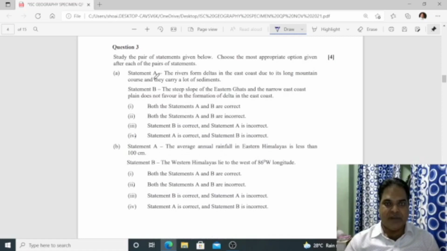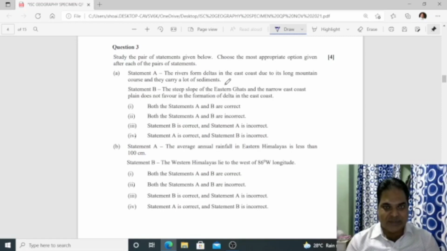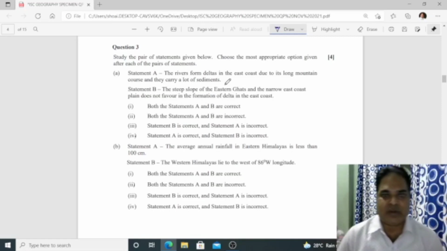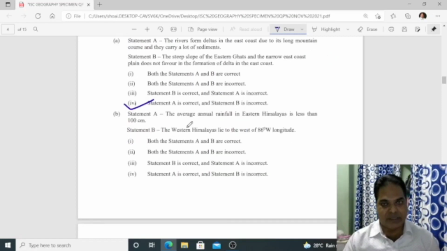Statement A, the rivers form deltas in east coast due to its long mountain course and they carry a lot of sediment. B, steep slope of Eastern Ghats and the narrow east coast plain does not favor the formation of a delta in east coast. So here option A is correct and option B is incorrect. So number 4 is the correct one. Statement A is correct, statement B is incorrect.